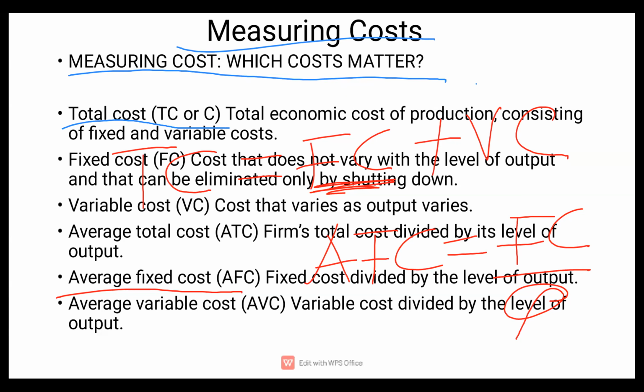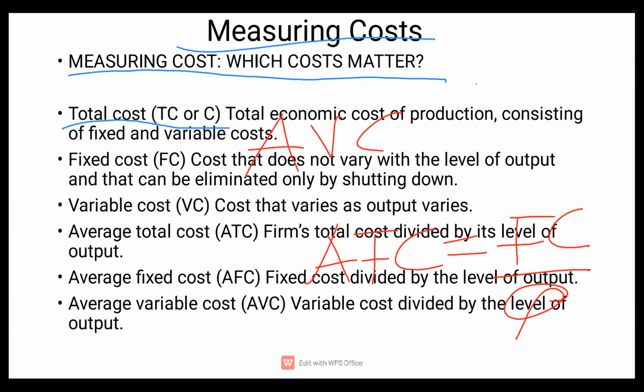Then average variable cost. Average variable cost, AVC, is basically variable cost divided by output. Variable cost divided by output is average variable cost. Fixed cost divided by output is average fixed cost. Get these equations. Very, very necessary. And you need them.